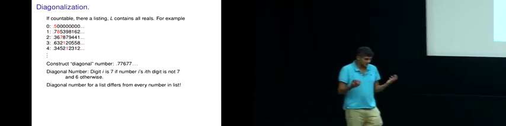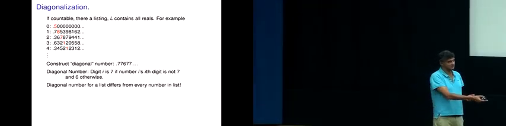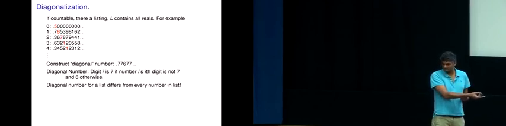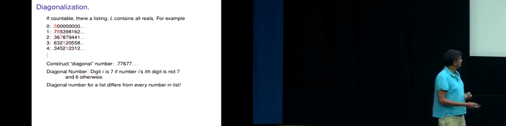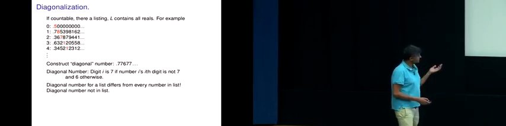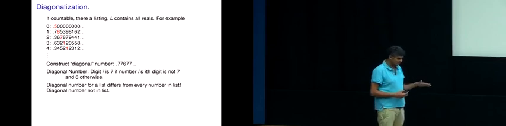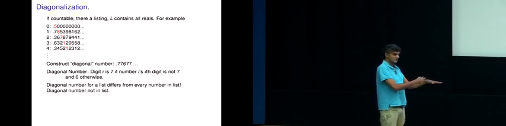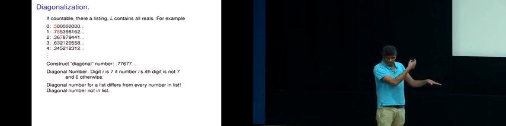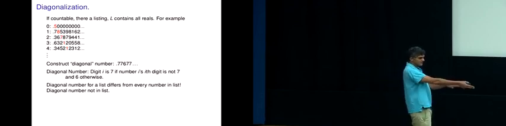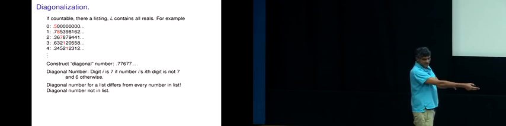So now the diagonal number for a list differs from every number on the list, right? Because assume it's in position i. Oh, no, but it differs from that number that's at position i in digit i, in decimal i. Okay? So the diagonal number is not on the list, right? That's by construction. It can't be anywhere in the list because wherever it is, it differs from the number in position i. If it's in position K, it differs from the number at digit K.